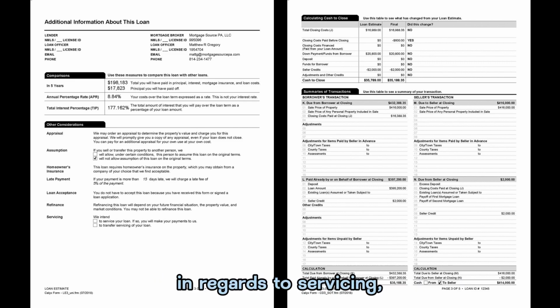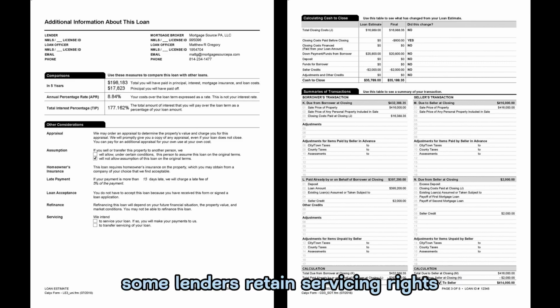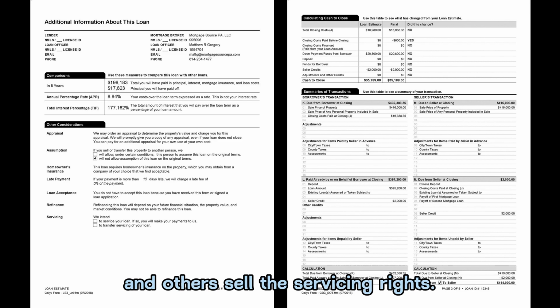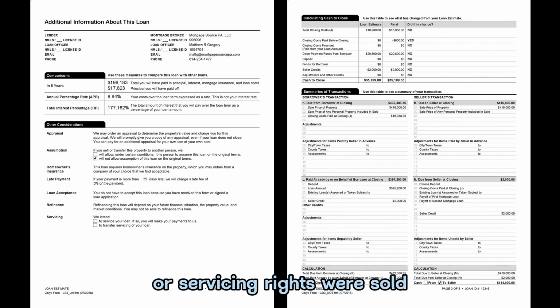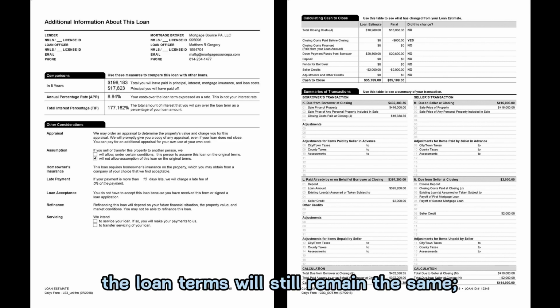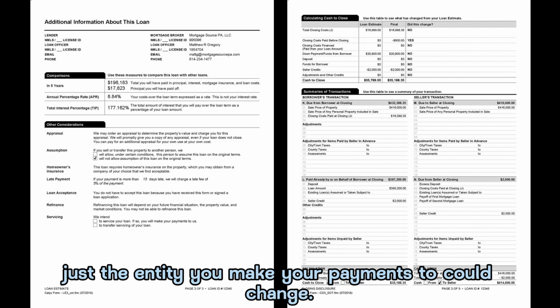And finally, in regards to servicing, some lenders retain servicing rights and others sell the servicing rights. So even if your loan or servicing rights were sold, the loan terms will still remain the same. Just the entity you make your payments to could change.